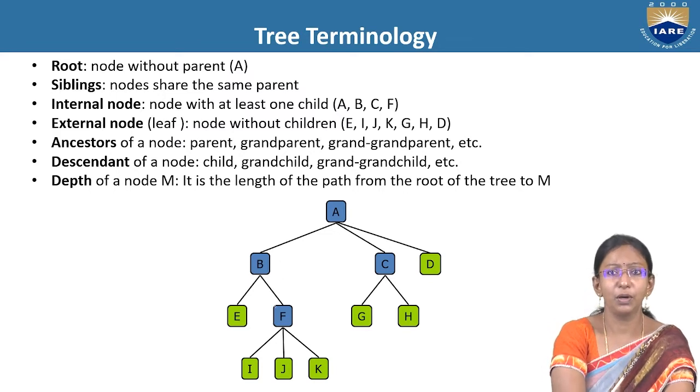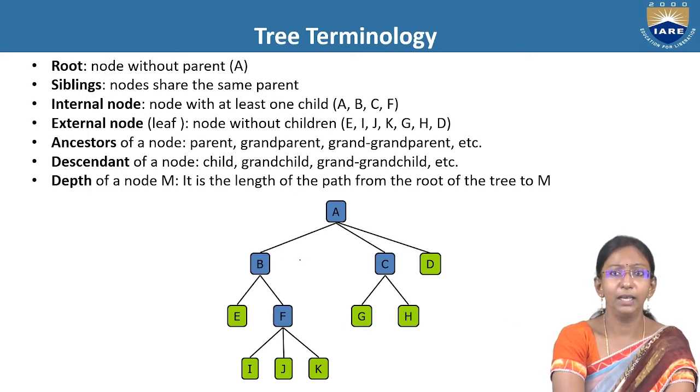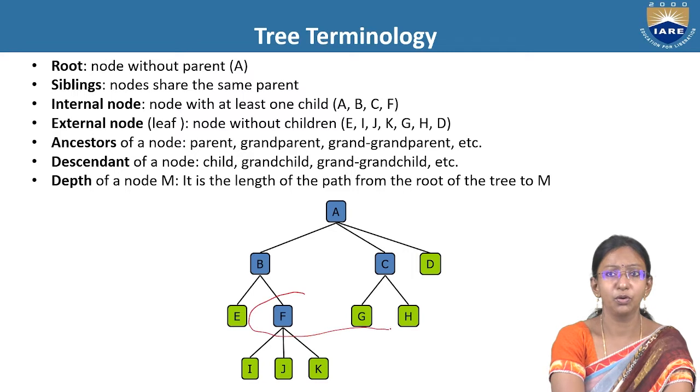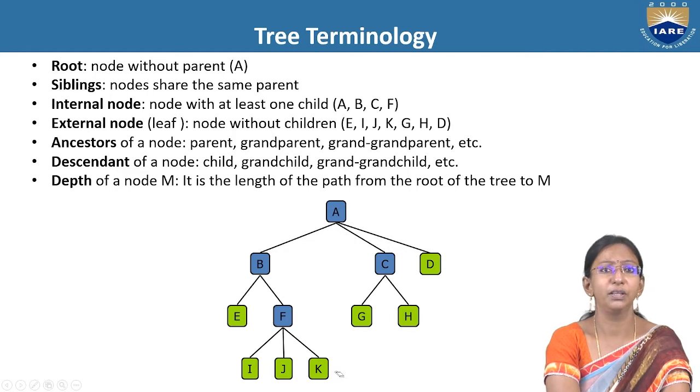Let me take one more example. E, F. They have B as parent. So E and F are siblings, right? G and H are siblings. I, J, K are siblings. But you cannot claim that F and G are siblings because the parent of F is B whereas the parent of G is C. So siblings are the nodes that share the same parent.